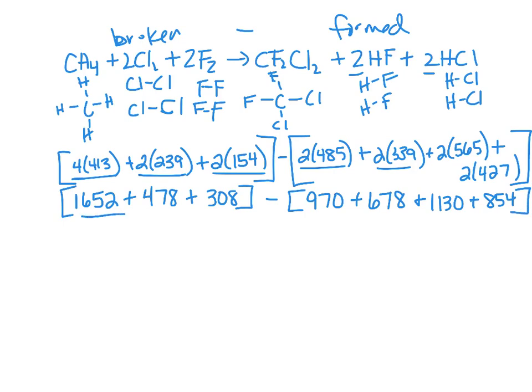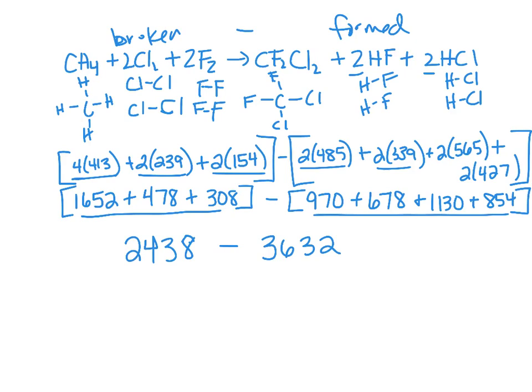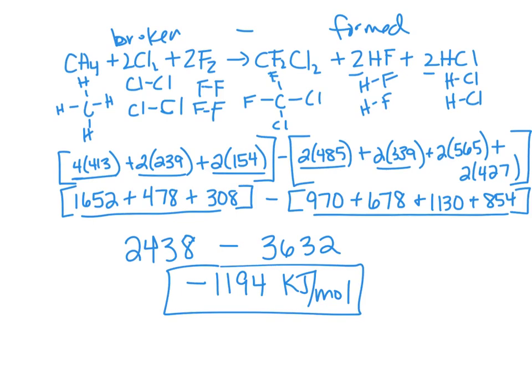So again, I'm going to have to add up all of these and subtract them from all of these. 1652 plus 478 plus 308 is 2,438. Minus, then I'm going to add 970, 678, 1130, and 854. I get 3632. So then I just need to subtract those 2 values. It's not biggest minus smallest. I've got to always take broken minus formed. So this is why I get a negative value here. And if you remember from thermochemistry, a negative value means this is an exothermic reaction and it gives off heat as it goes through this reaction.